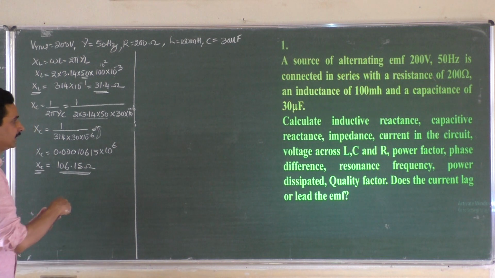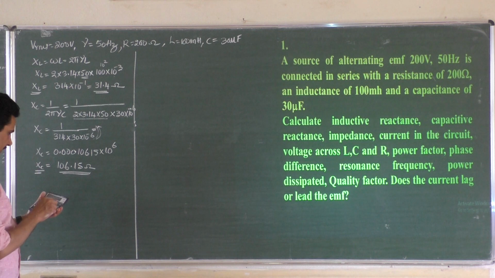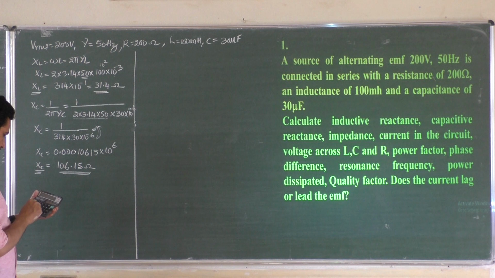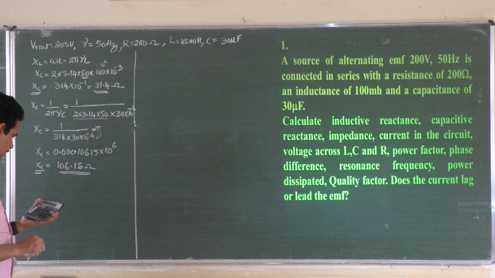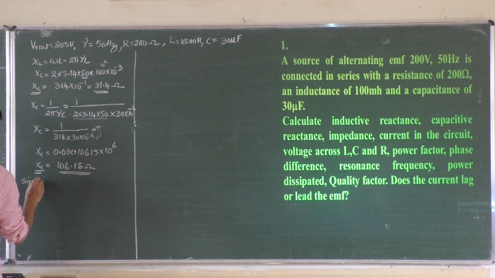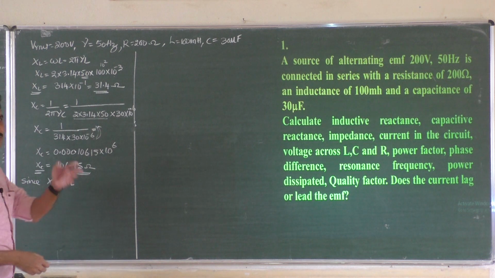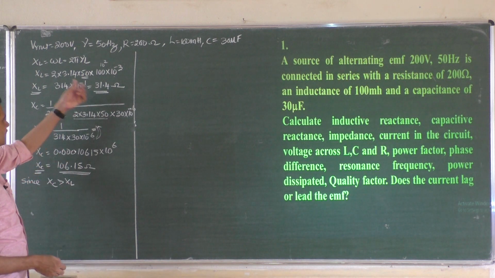Let me check it once again. 1 by 2 pi nu c, c is 30 microfarad, correct? So 1 by 2 pi nu c is 314, and 1 divided by 314 divided by 30 is equal to 106.15 ohm. Since Xc is greater than XL, what conclusion can you make? Capacitive reactance is greater than inductive reactance.